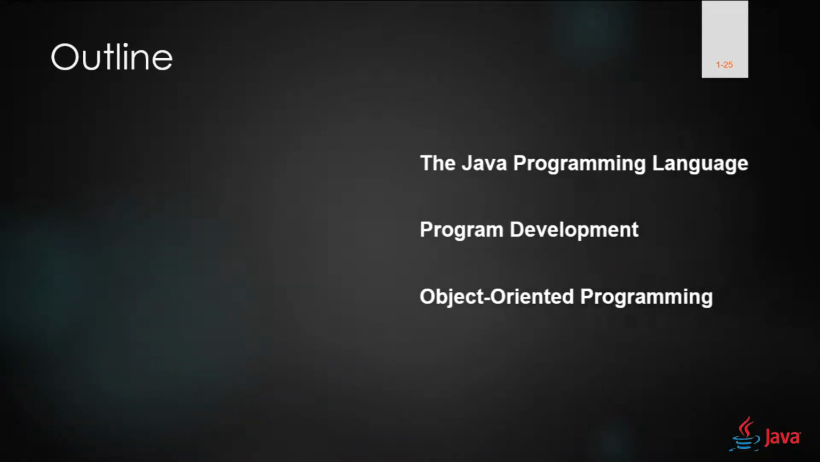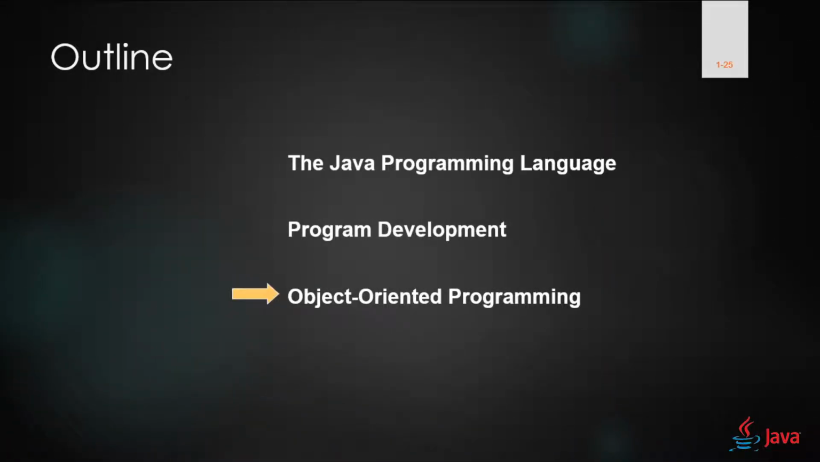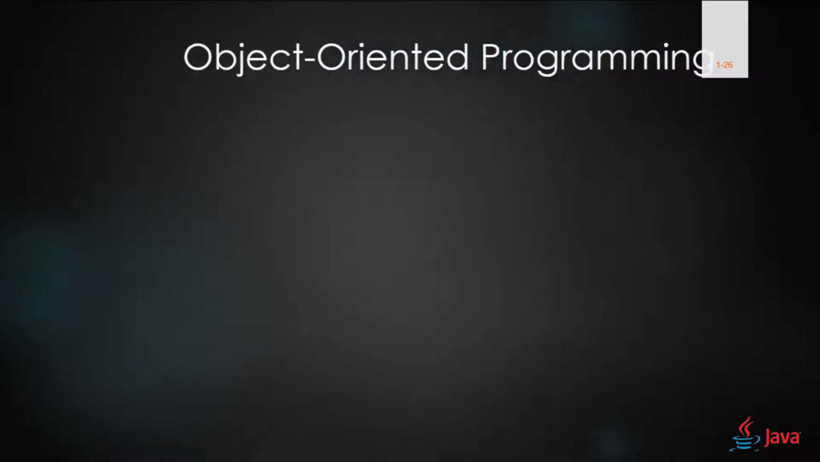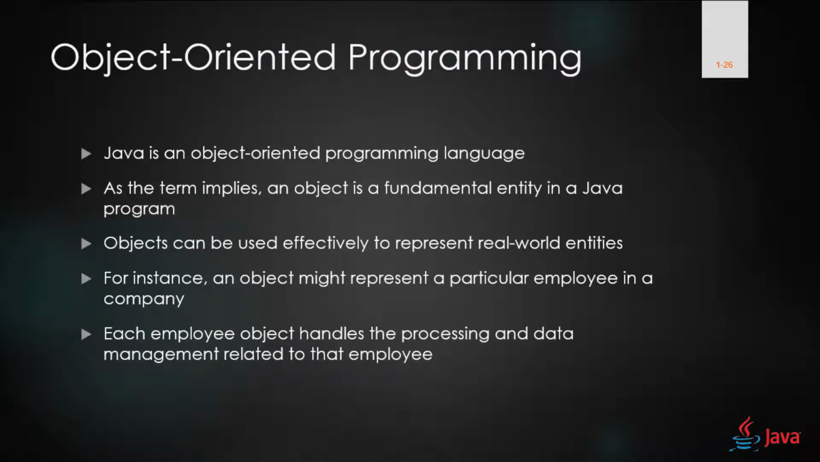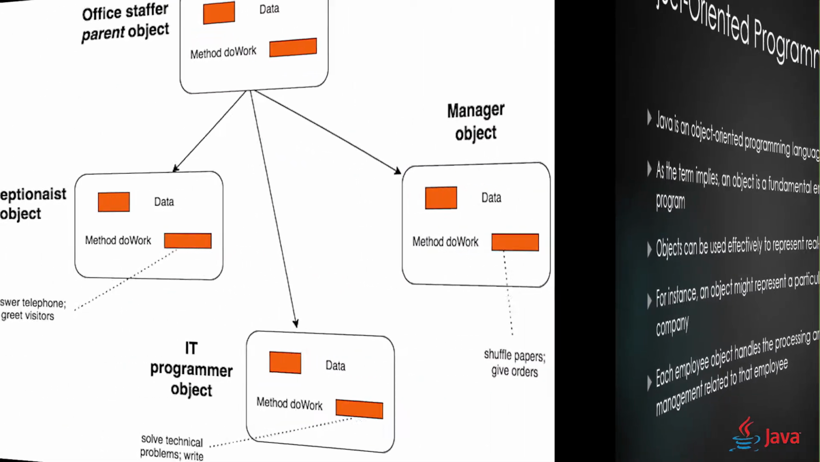So in this lesson we're going to learn about object-oriented programming. Now Java is an object-oriented programming language like C++. As the term implies, an object is a fundamental entity in a Java program. Objects can be used effectively to represent real-world entities. For instance, an object might represent a particular employee in a company. Each employee object handles the processing and data management related to that employee.